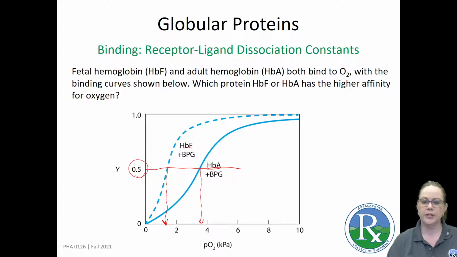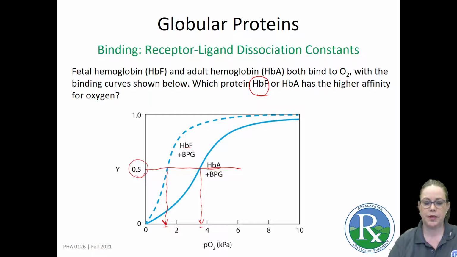What we can see is that the fetal hemoglobin curve is shifted to the left. Since it shifted left, it has a higher affinity, so our KD would be less than 2 PO2 kilopascals for binding to the fetal hemoglobin. We're at a value of almost 4 for the adult hemoglobin. So our fetal hemoglobin has a higher affinity for oxygen.